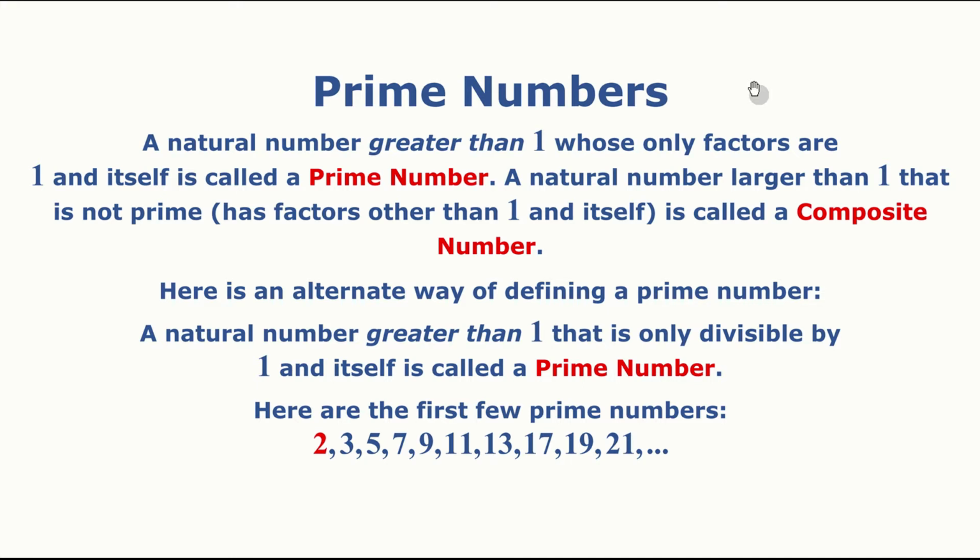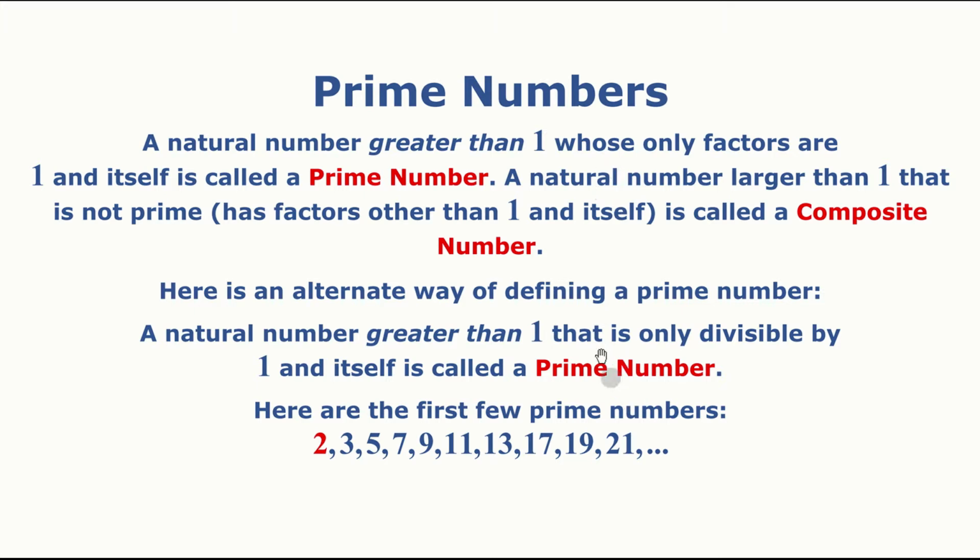Now, if a natural number larger than 1 is not prime, then we call it a composite number. So one other way of defining the prime number would be exactly based on divisibility, right? A natural number greater than 1 that is only divisible by 1 and itself is called a prime number.